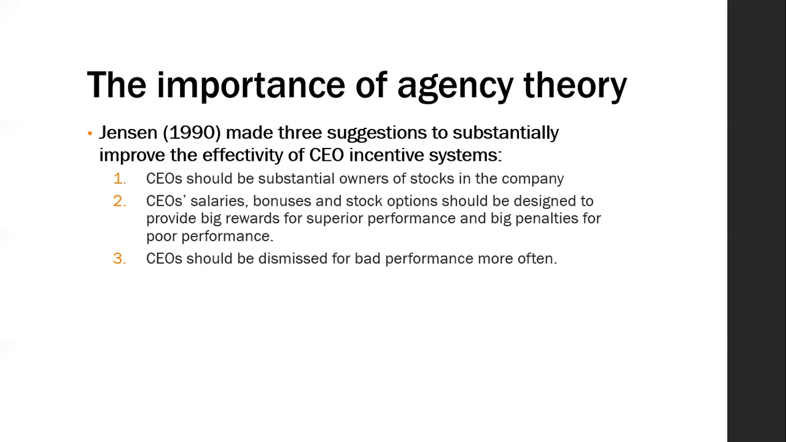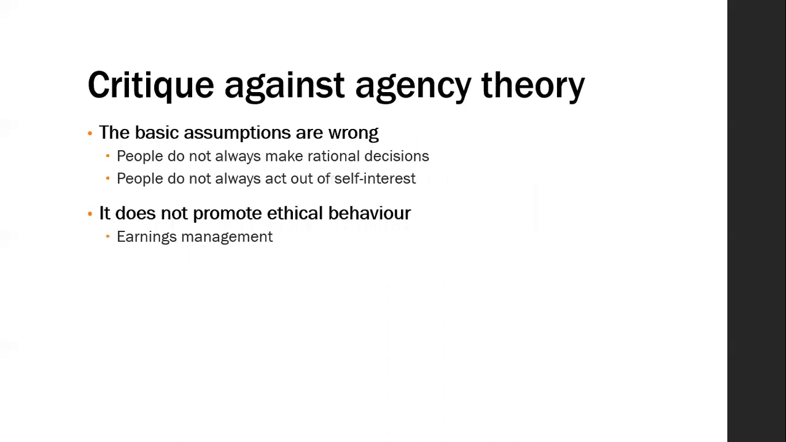Okay. What are some critiques with respect to agency theory? Basically, the assumptions are wrong. Okay, that people do not always make rational decisions and people do not always act out of self-interest. That's something we learned in our human behavior lectures, right? And it usually does not promote ethical behavior such as earnings management because there are moral hazards in place.